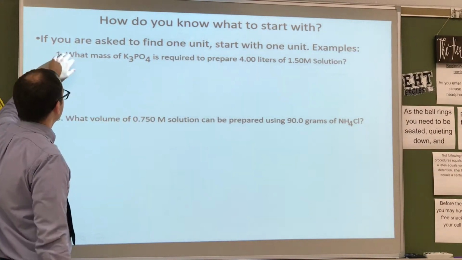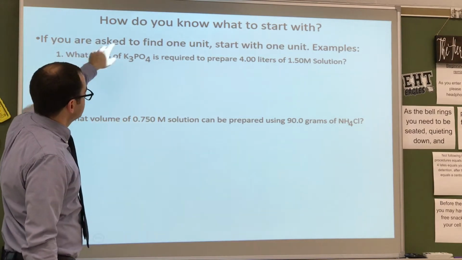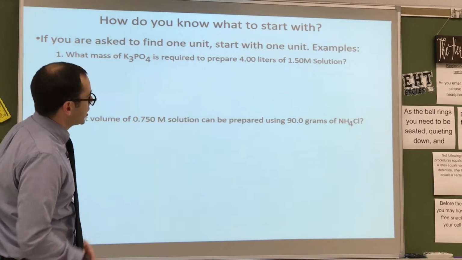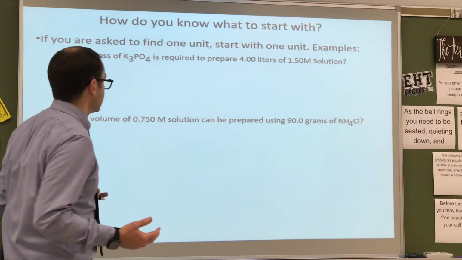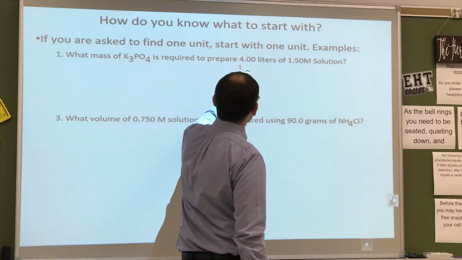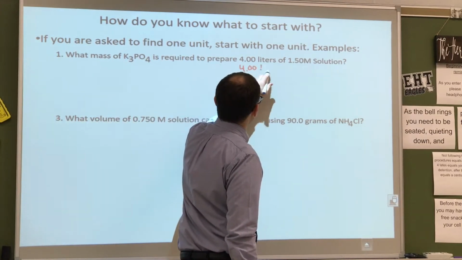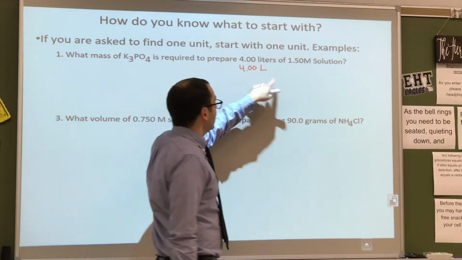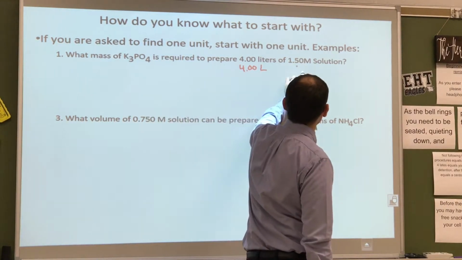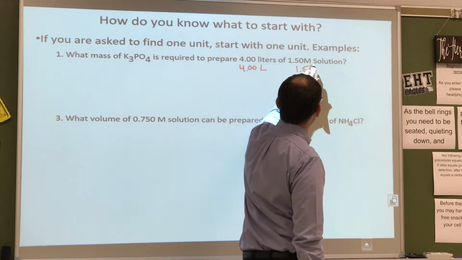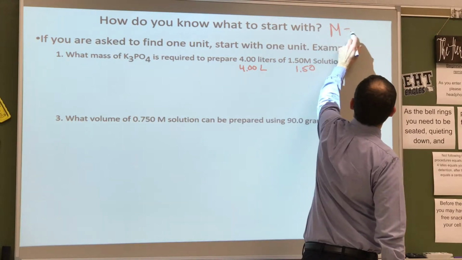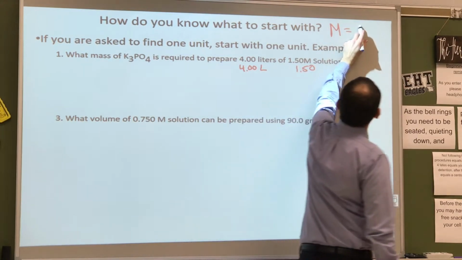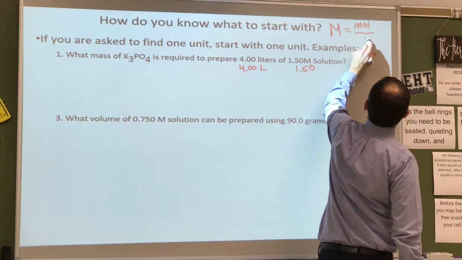Well, let's look at the hint here. It says, if you are asked to find 1 unit, start with 1 unit. Okay, so let's check this out. 4.0 liters. That looks like this, right? And then this 1.50 molar, what did the big M stand for? It equals what? Yeah, moles per liter.